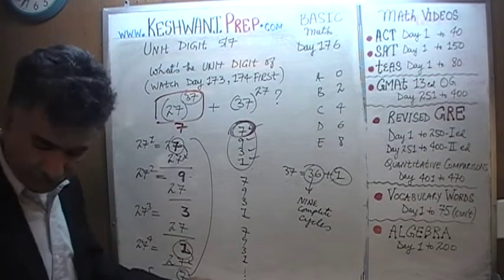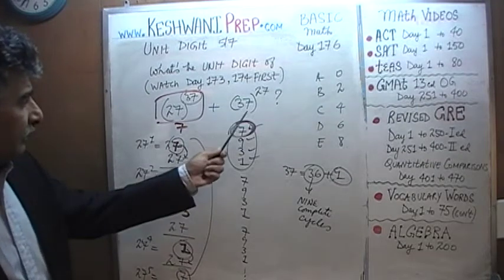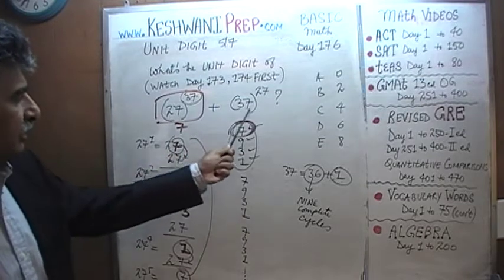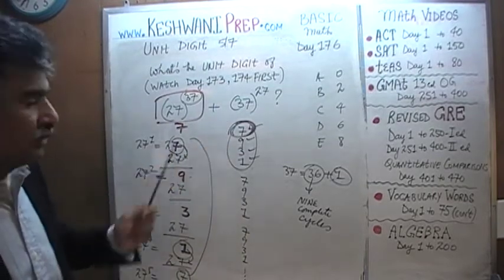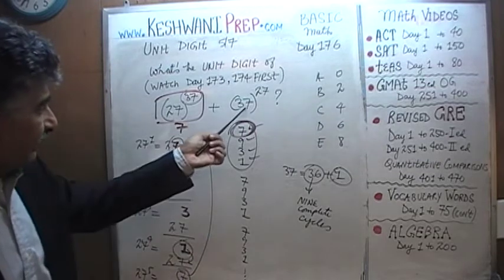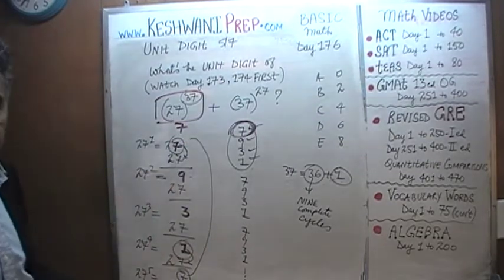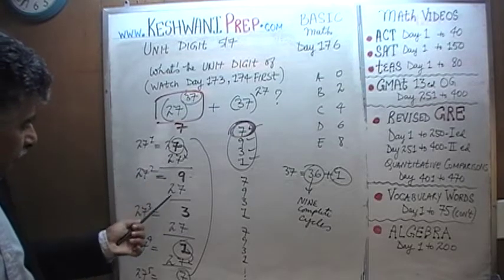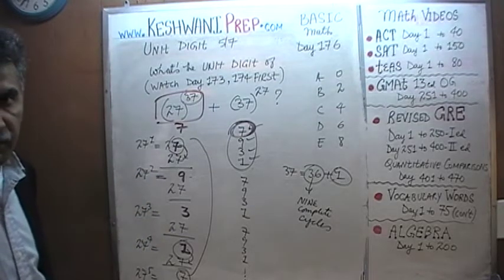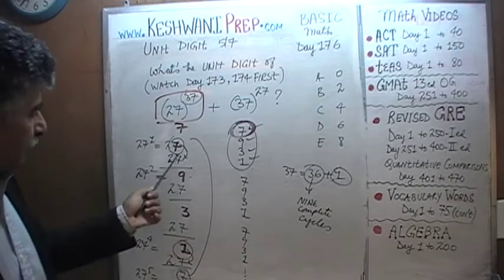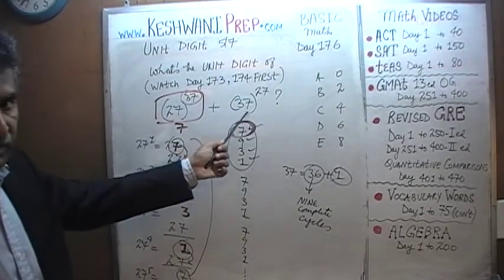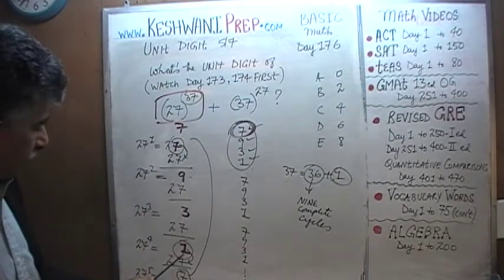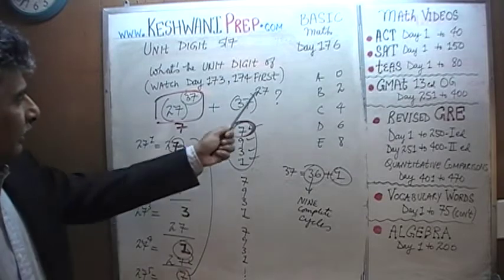Now, we can take care of this part. Lucky for us, it's the same unit digit. 37 and 27 both happen to have this unit digit of 7. Since they have the same unit digit, we don't have to do any work at all. It's the same cycle. Instead of 2's, it's going to be 3, but we are interested in only the unit digit. When you multiply 37 times 37, it ends in a 9. 37 cubed is going to end in a 3. 37 raised to 4 is going to end in a 1. It's going to have the same cycle.